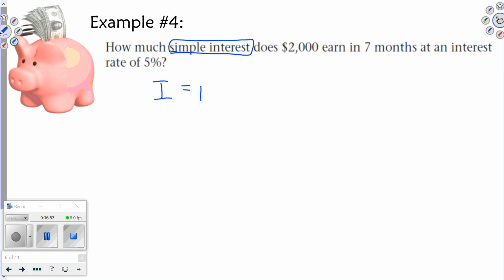So I equals PRT. All right, so how much simple interest does $2,000 earn? So what's the 2,000? That's your principal. Do we know the rate? 5%, so that'd be 0.05. It says 7 months. But time is always in years. Very nice. 7 over 12. Because how many months are in a year? There's 12.